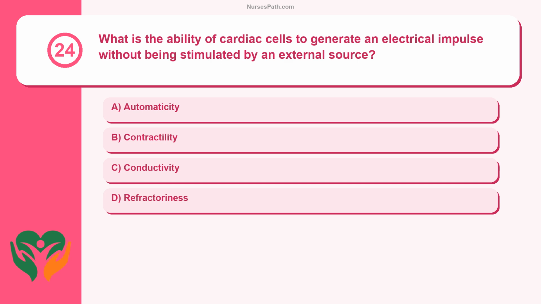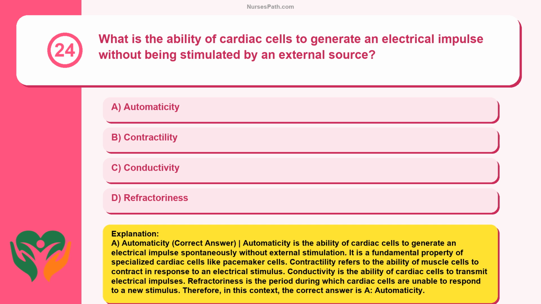Question 24. What is the ability of cardiac cells to generate an electrical impulse without being stimulated by an external source? Automaticity. Contractility. Conductivity. Refractoriness. A. Automaticity. Correct answer. Automaticity is the ability of cardiac cells to generate an electrical impulse spontaneously without external stimulation. It is a fundamental property of specialized cardiac cells like pacemaker cells.